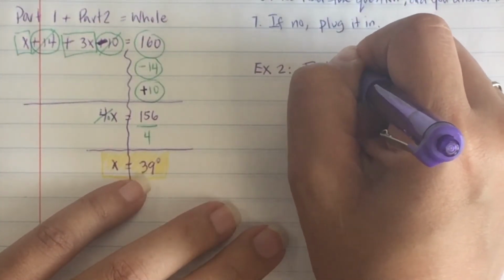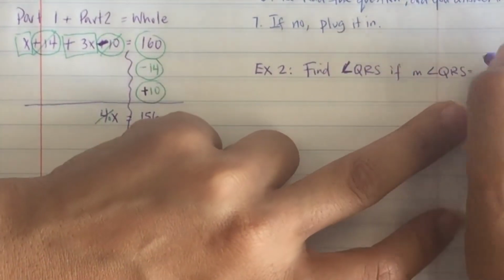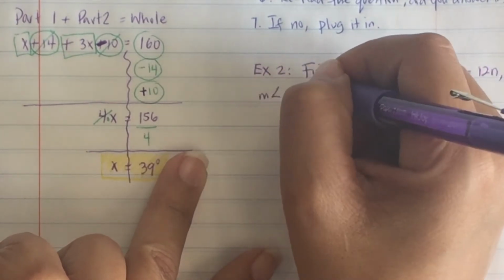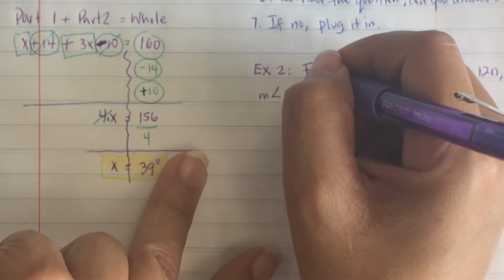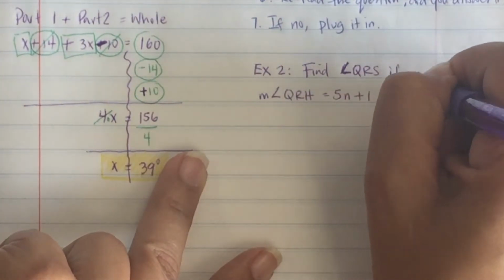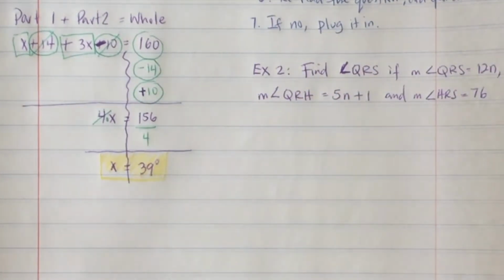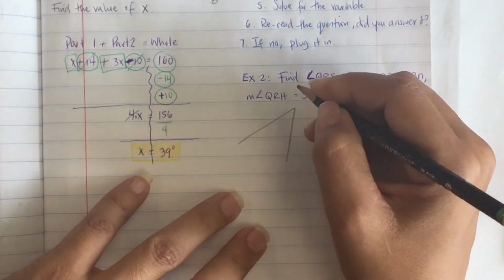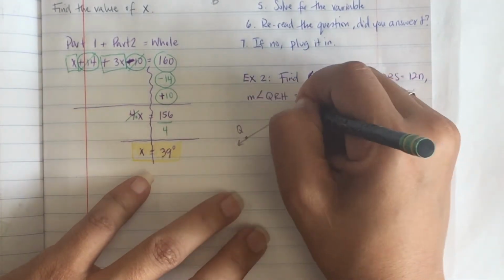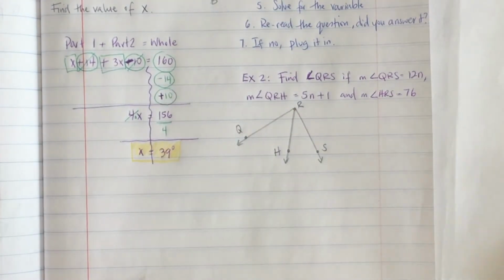Alright, let's take a look at another example. The question is, find angle QRS if the measure of angle QRS is equal to 12n, the measure of angle QRH is equal to 5n plus 1, and the measure of angle HRS is equal to 76. Okay, so again, we're going to draw a diagram and label it. So Q, R, S, and then that cuts down to H.